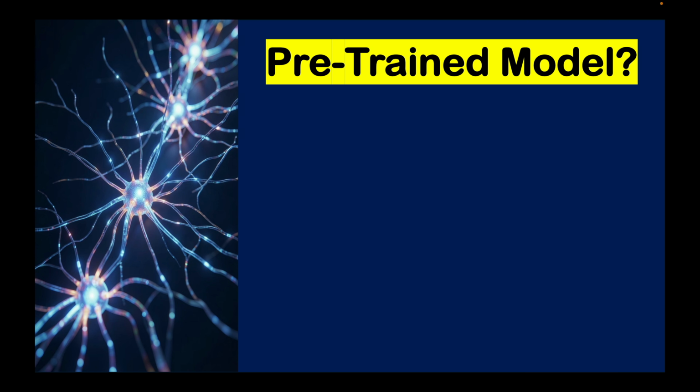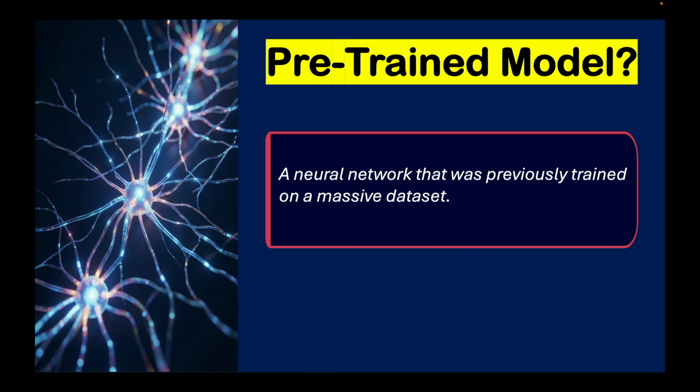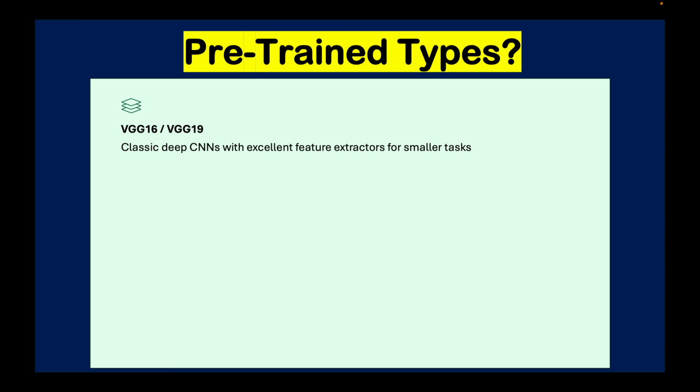To understand transfer learning, we need to know what a pre-trained model is first. A pre-trained model is a neural network that was previously trained on a massive dataset by a research lab or tech giant with huge computational resources. Popular pre-trained models. VGG. It is known for its ultra-simple and uniform architecture, and it is a classic deep CNN with excellent feature extractors for a smaller task.